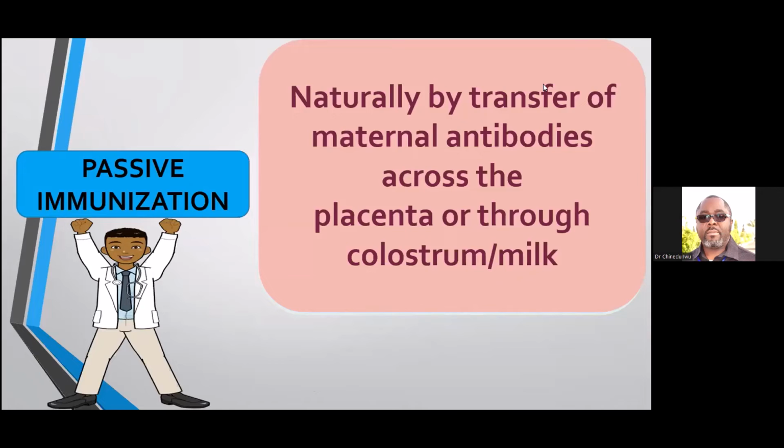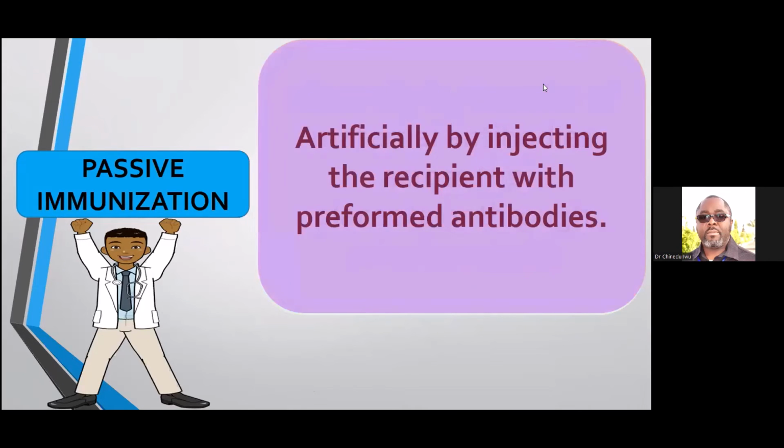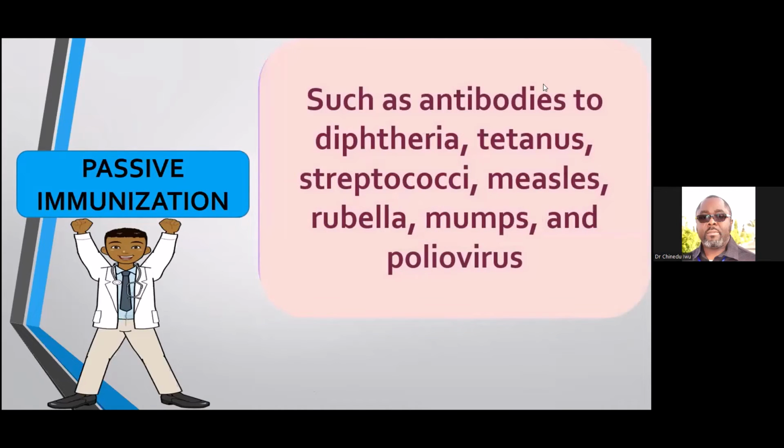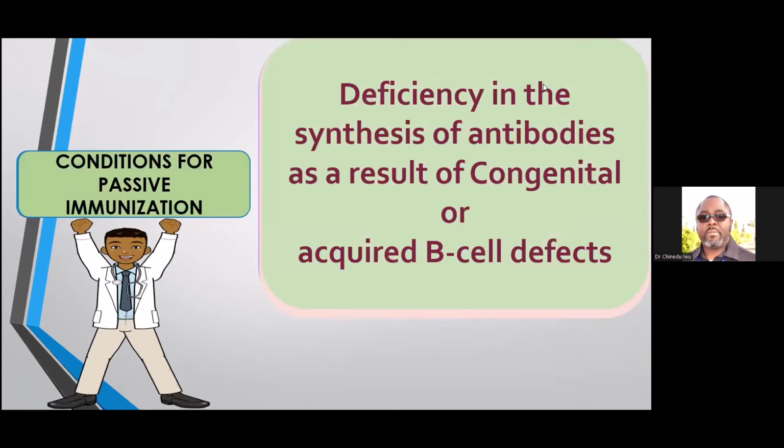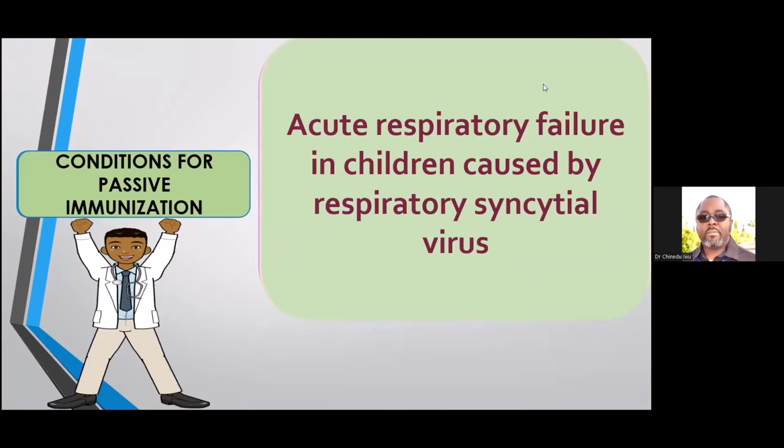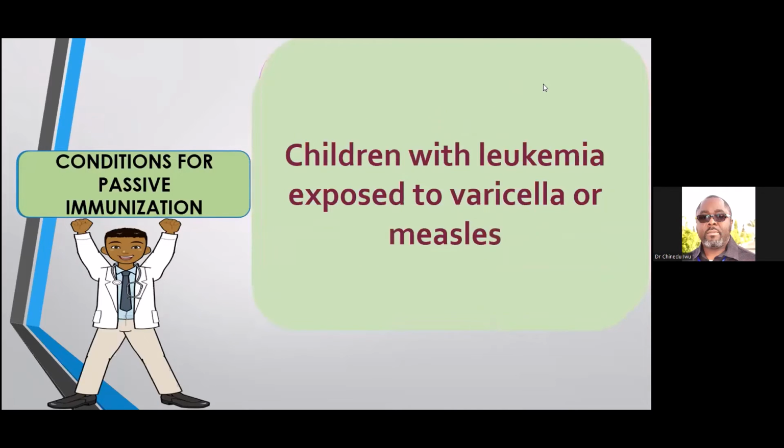Naturally, to the fetus or to the infant through milk and colostrum. Artificially, by injecting the recipient with preformed antibodies. Cases where we need the use of antibodies include diphtheria, tetanus, streptococci, measles, rubella, mumps. Now, conditions for passive immunization: individuals with congenital acquired B-cell defects, children that have acute respiratory failure caused by respiratory syncytial virus, children with leukemia exposed to varicella or measles.